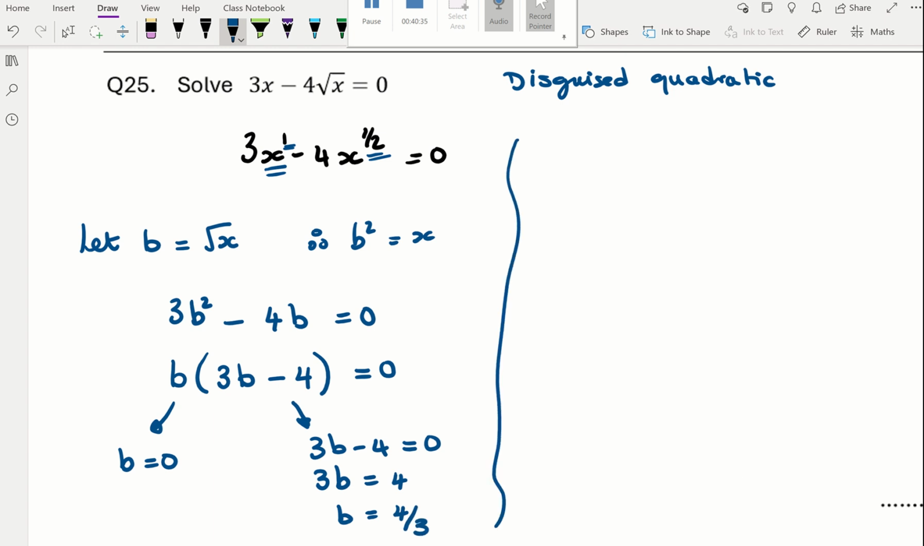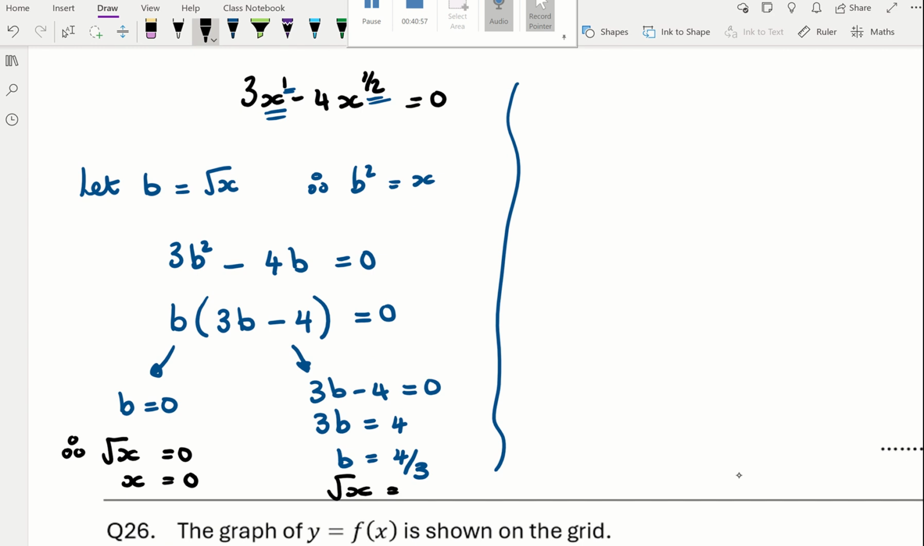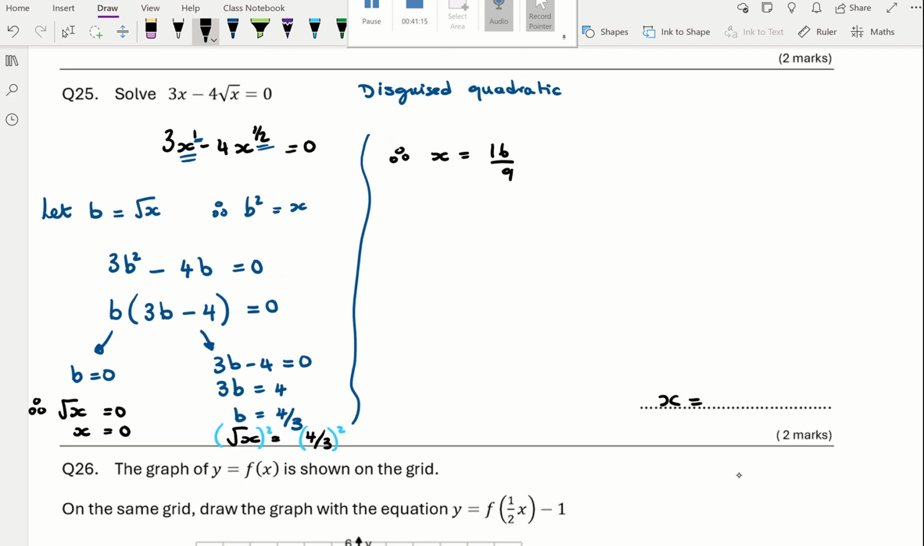But b is actually root x. So this means, therefore, root x equals 0. To reverse the root, I square. Squaring both gives me x equals 0. Or root x equals 4/3. Therefore, if I square both, because that's how you get rid of the square root, it gives me x equals 16/9. So your answer is x equals 0 or x equals 16/9.